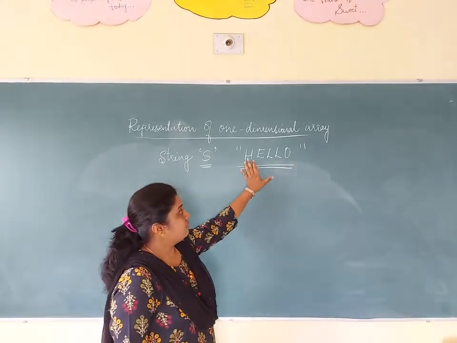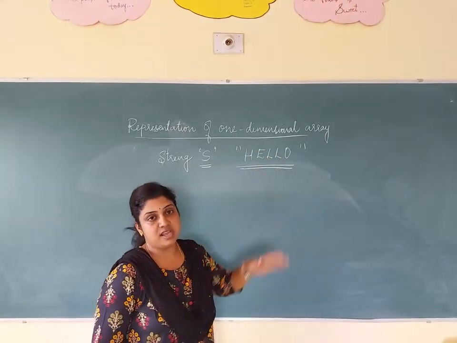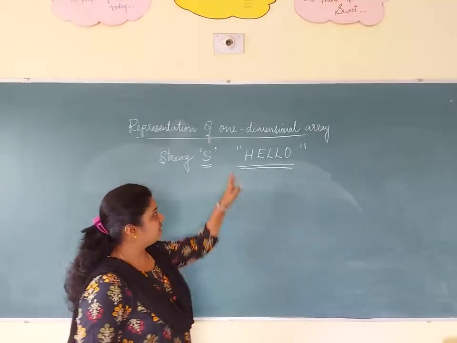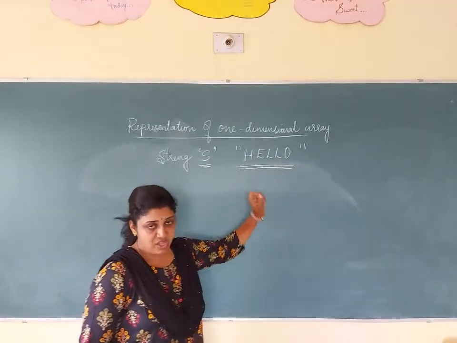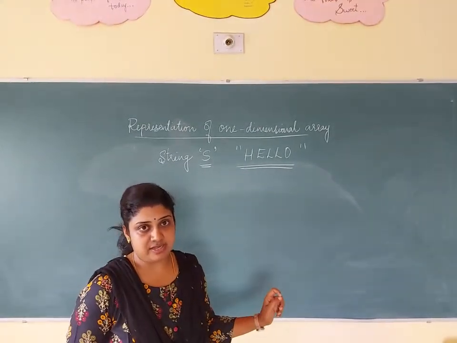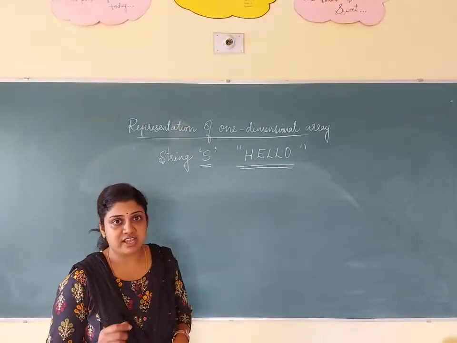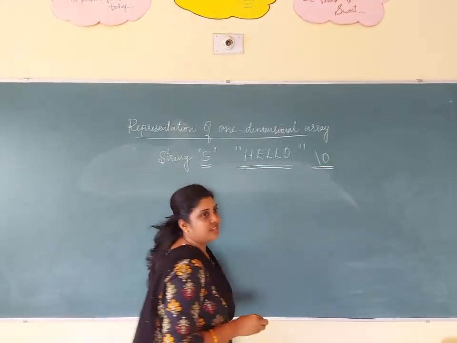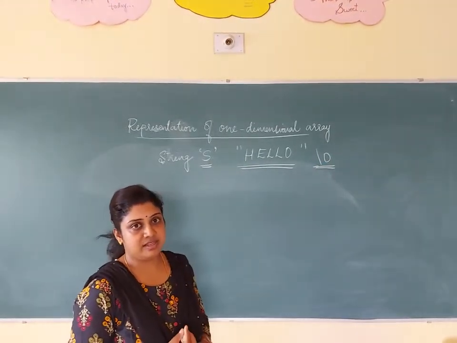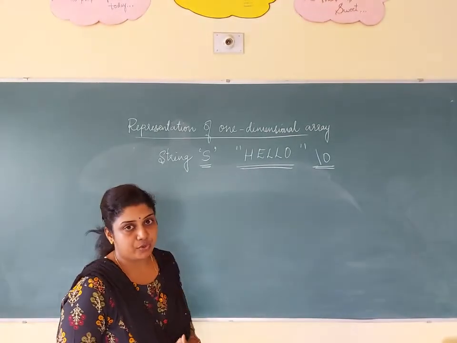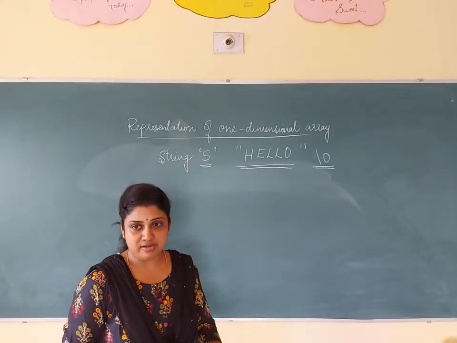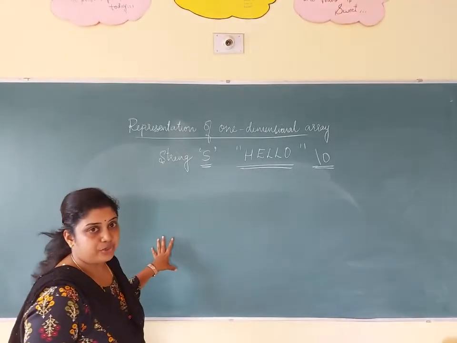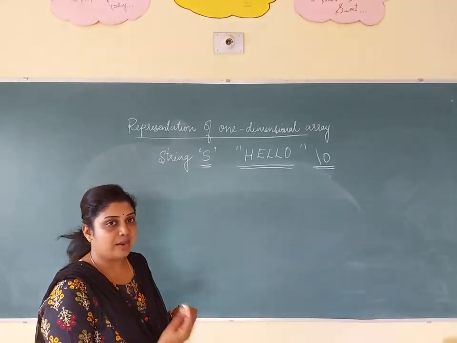These 5 characters, a group of characters enclosed within double quotes, we call a string. And a string always ends with a null character. Now what you have to do is find the address of a string. First I'll apply a formula.